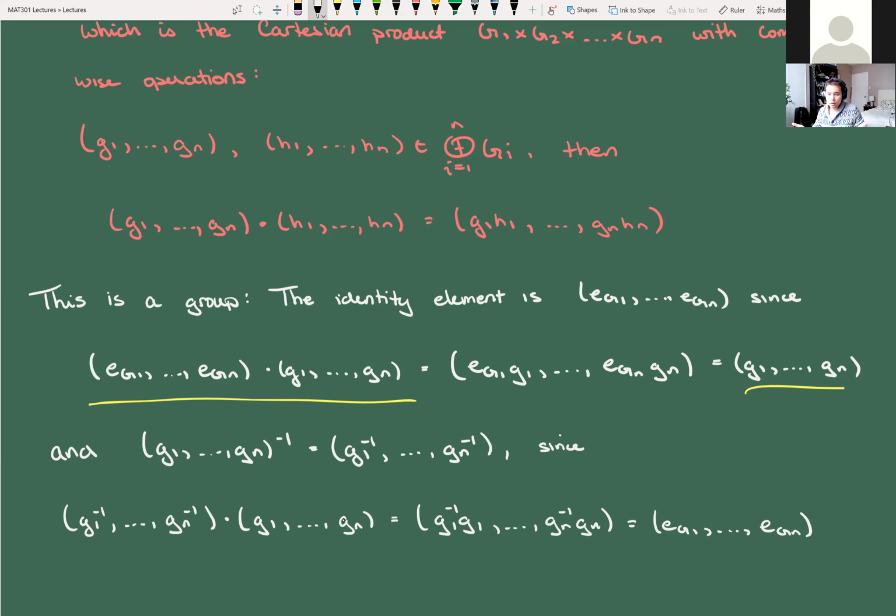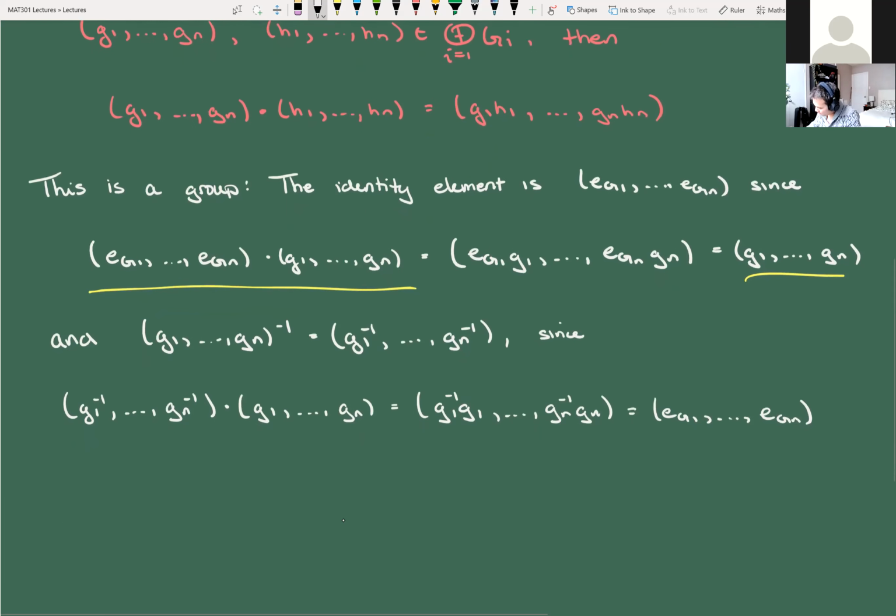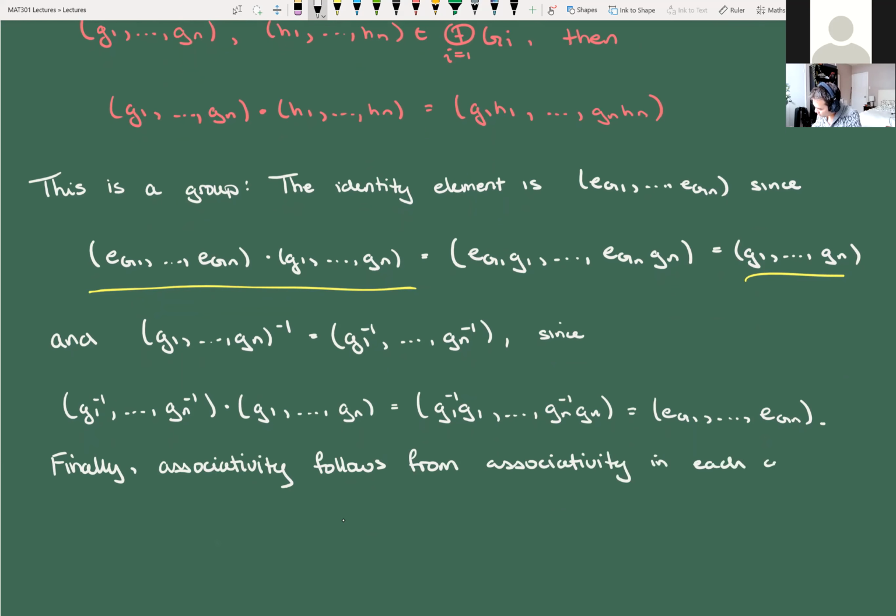And then of course, we only need one other thing, which is associativity. But again, you're associative in each component, so you're certainly associative overall, right? Finally, associativity: we don't want to write it all out. Associativity follows from associativity in each component. Okay, so this thing is definitely a group. It's a little bit cumbersome.